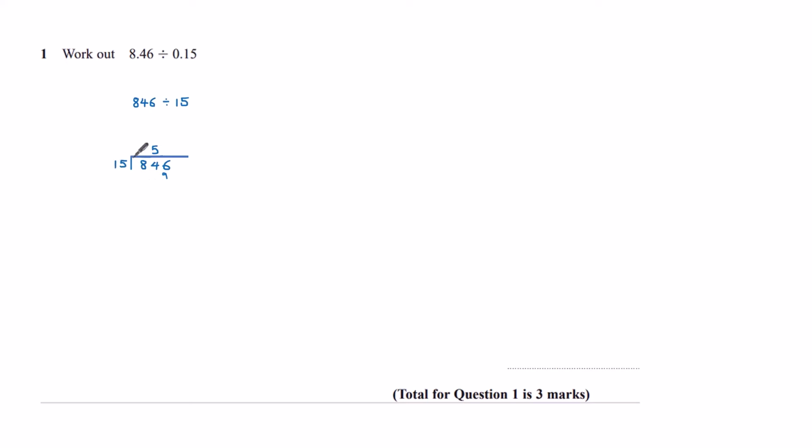And then I can say how many 15s go into 96? Well, as I've said, I know 6 will go into 90, and that will leave 6 left over. So what I'd need to do on my bus stop here is add a decimal point and a 0 to continue this. So now I can say how many 15s go into 60, and since 2 15s are 30, then 4 go into 60. And so my final answer is 56.4.